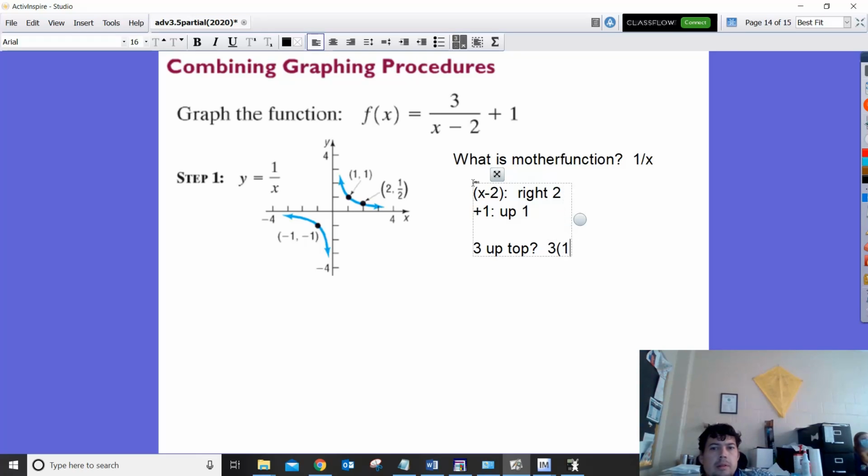What if it was... Mom was 1 over x, right? What happened to mom if you threw a 3 out front? She would become 3 over x. Because of the location of that 3, what's it telling you to do? It's in front of the function, isn't it? What's it telling you to do? Can't hear you. Some masks. Vertical stretch, triple Y. That's all it's saying, triple Y.